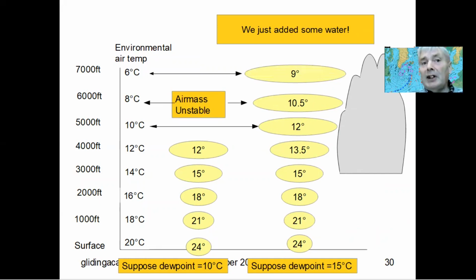The air mass above 4,000 feet is now unstable, and that is defined because the difference in temperature between our parcel of air and its surroundings is increasing, and all we did was add water.